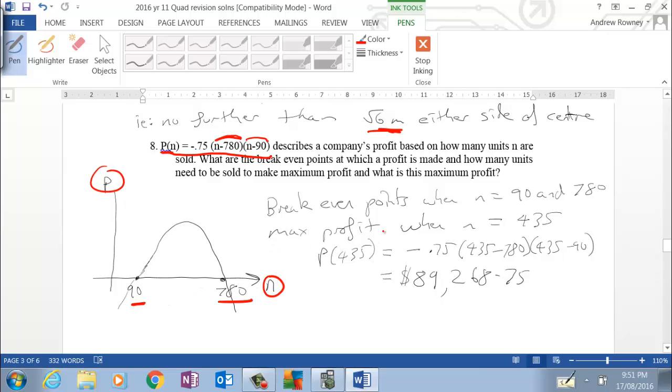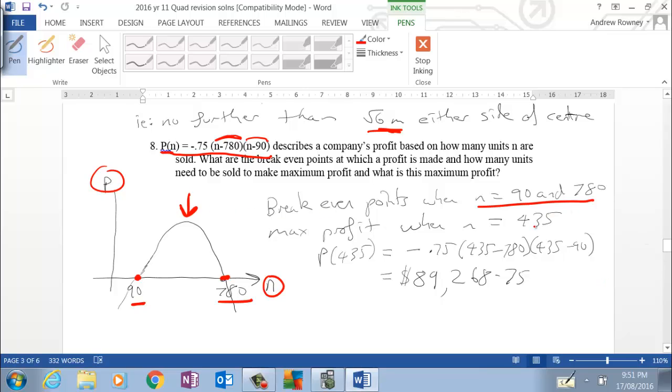The break-even points are when you don't lose money or make money, you just break even with your manufacturing. So that's this point here, and this point here, 0 profit. So the break-even points are those 2. The maximum profit is halfway in between.